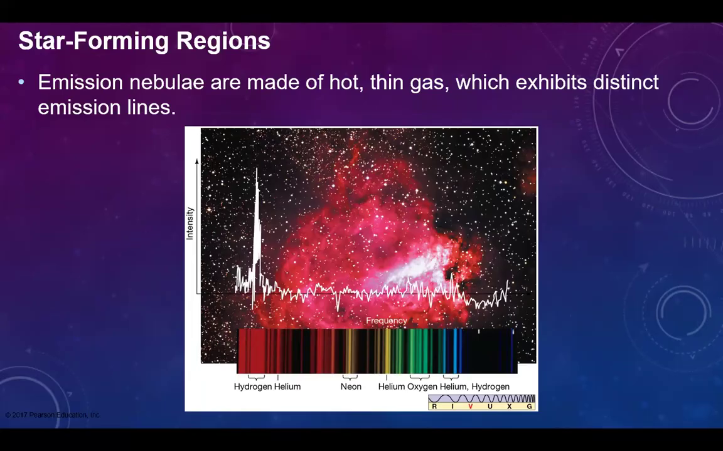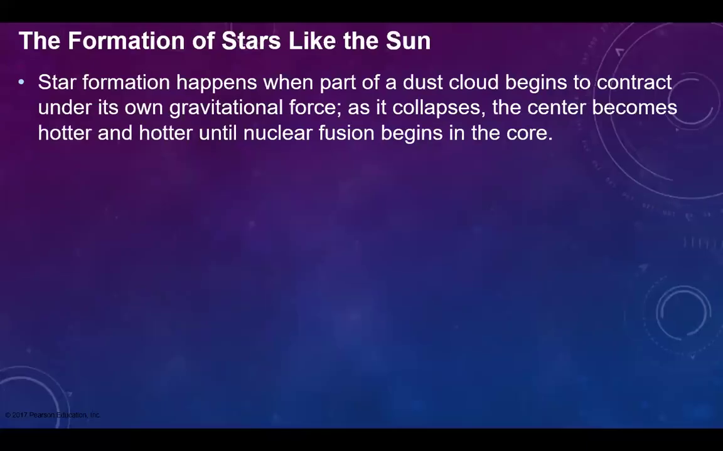So emission nebulae are made of hot, thin gas, and you're going to see distinct emission lines in them. Because the gas in them is excited by generally nearby bright stars, they will emit, and they generally glow red because they're dominated by the red hydrogen lines. And let's go over the process of formation for a star that's similar to the Sun.